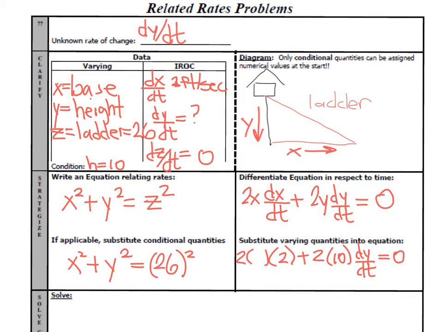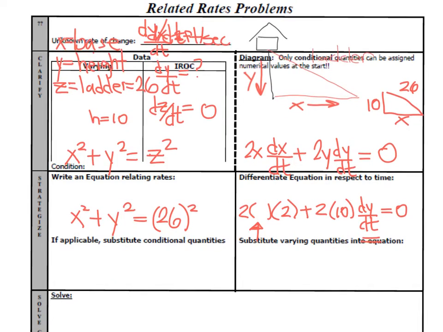So you notice if I were to replace this with x, I actually have two unknowns. I have an x that's unknown, and I have a dy/dt that's unknown. Well, since I'm solving for dy/dt, I only want one unknown. So knowing that the ladder is 26 feet long and knowing that the height is 10 at that moment, could I find the value of x? Well, of course you could. You could do a little Pythagorean theorem, right?